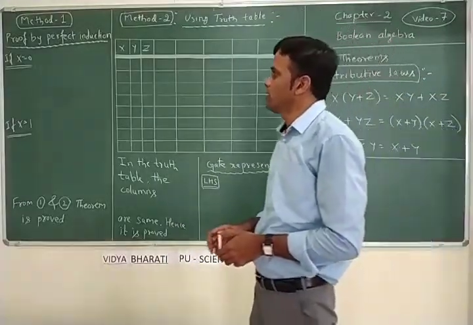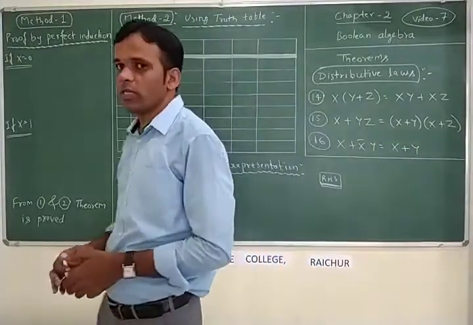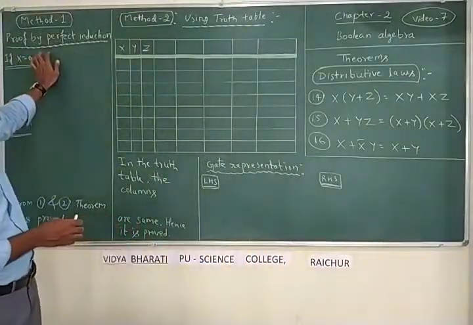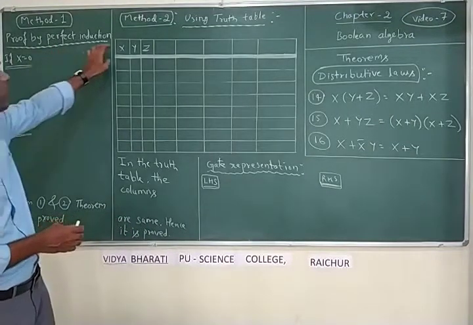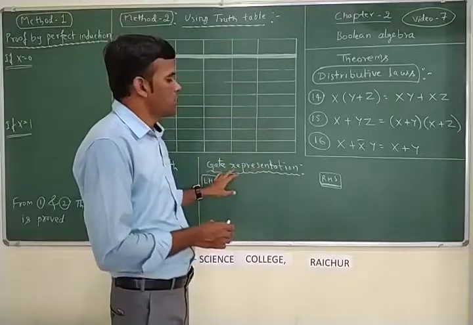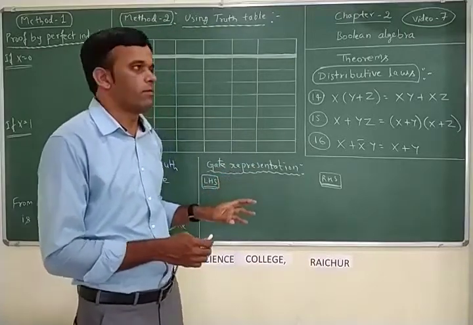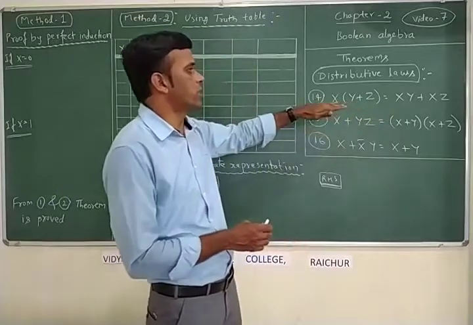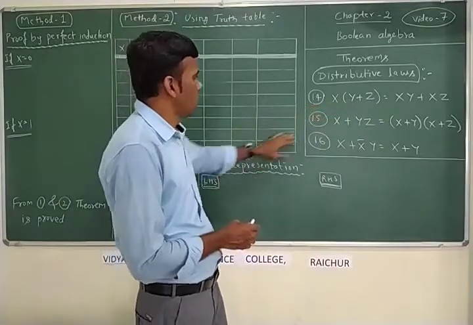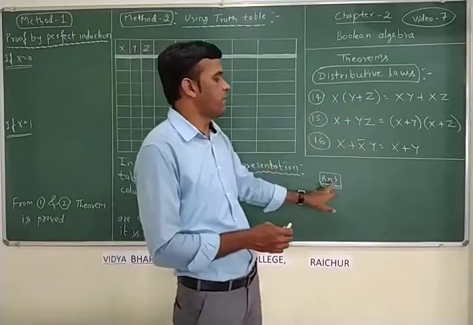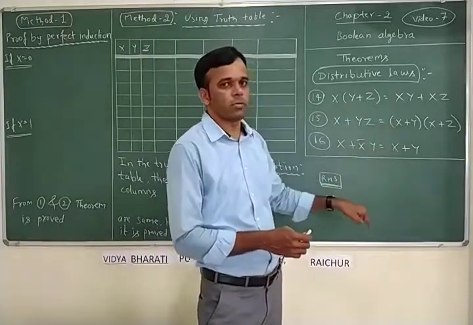So here I am going by two methods as usual. Method 1, proof by perfect induction. Method 2, using truth table. And last I will see this circuit construction for the given theorem. So the circuit construction involves the construction for the LHS expression and for the RHS expression.